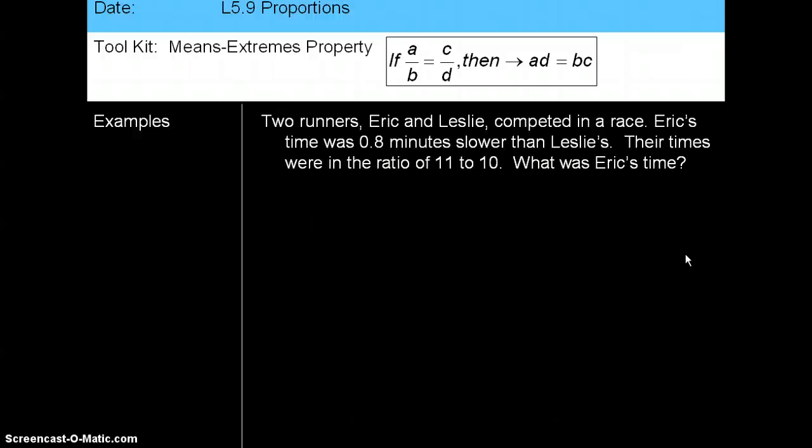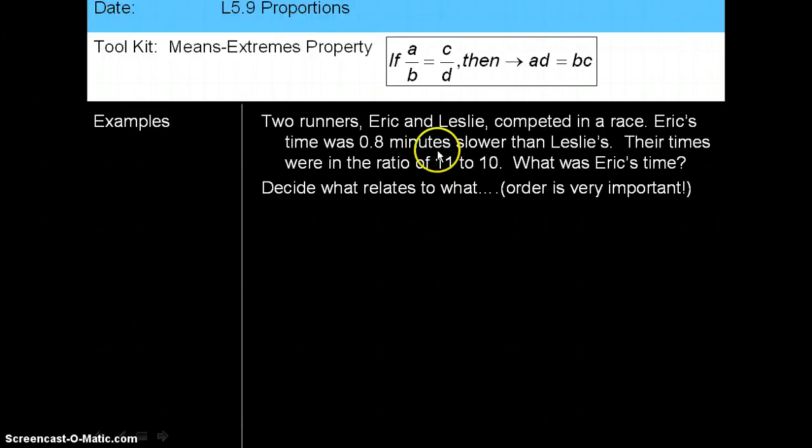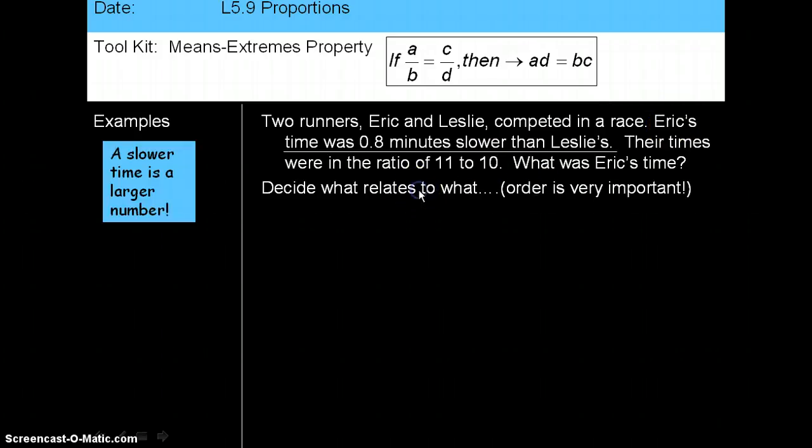If we know that Eric's time is slower than Leslie's time, we actually know it's a greater time. It took him longer. So we can look at the ratio here, 11 to 10, and we know that 11 represents Eric's time, whereas 10 represents Leslie's time. So a slower time is a larger number. That's really important here. So let's say that t equals Eric's time. Then Leslie's time is obviously going to have to be equal to t minus that 0.8 minutes.